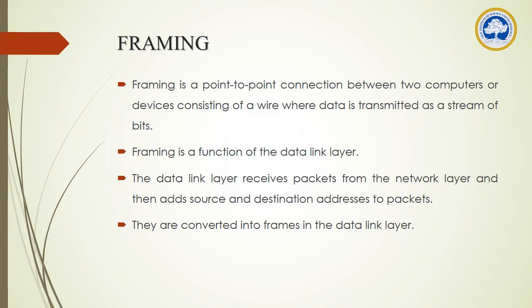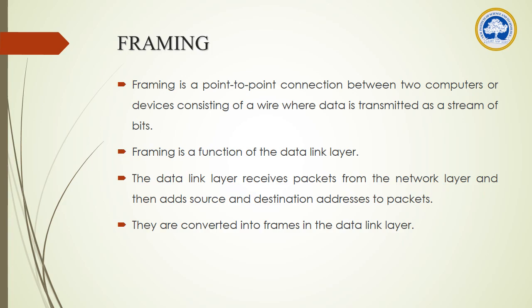Framing is a function of the data link layer. The data transmission involves the synchronized transmission of bits from the source to the destination in the physical layer. In this slide, I'll be focusing on the process of framing, the types of framing, and how framing occurs in the data link layer.